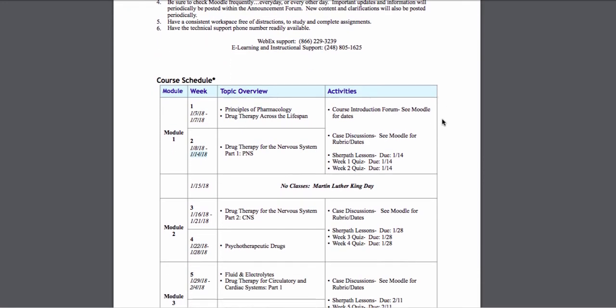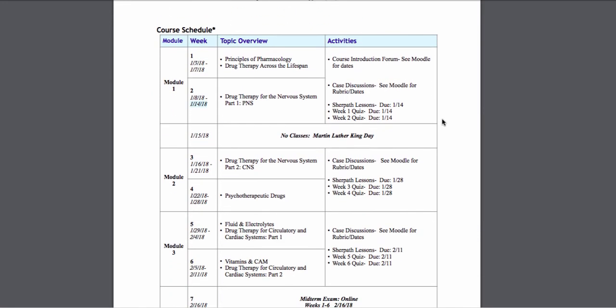So this is a tentative course schedule, as I mentioned. As you can see, I have it set up into modules, and you'll notice it on our course Moodle site. However, I do still leave it as a weekly schedule as well, because some students want to stay on that weekly schedule. It's up to you. Our modules will basically run in a 2-week period. It is a lot of content, like I said, so some students like to stay on a weekly schedule with this. So the first week will be principles of pharmacology and drug therapy across the lifespan.